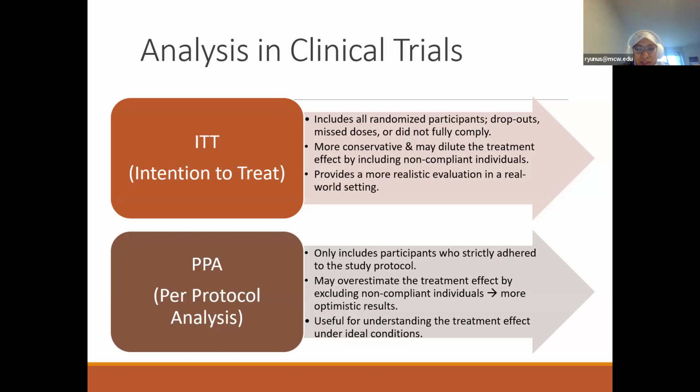While this is good, this is also very idealistic, okay? And the downside of that is that you will tend to overestimate the treatment effect, because you're excluding individuals who do not comply. So you will get very positive results, very optimistic results. This is useful when you want to understand the treatment effect in a very ideal situation, but it is not very useful when you want to generalize your results to the clinical or to the real world setting.